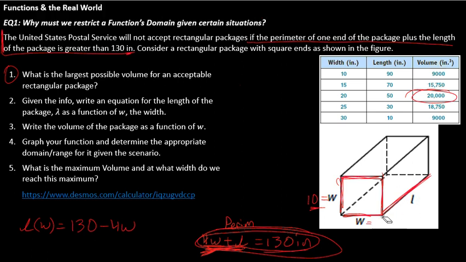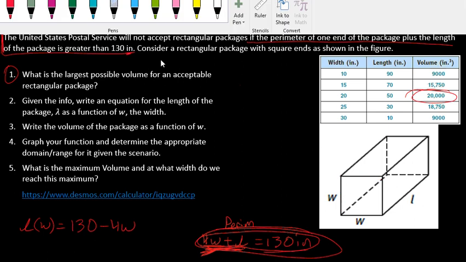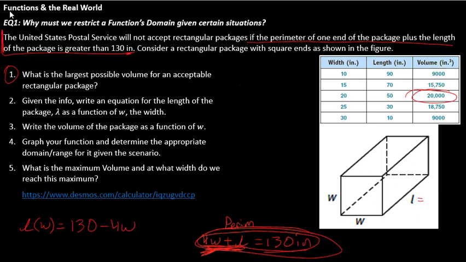So what I can go ahead and do is say that our length can be defined in terms of the width as 130 minus 4W. Okay? So that was number 2. Number 3, write the volume of the package as a function of W.